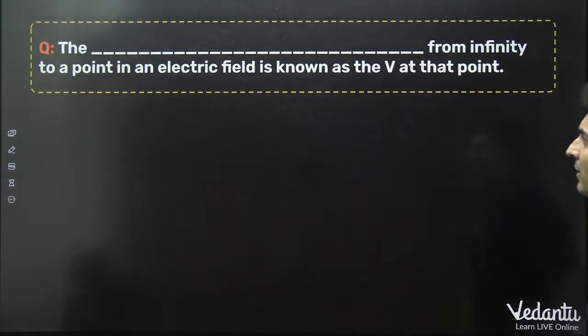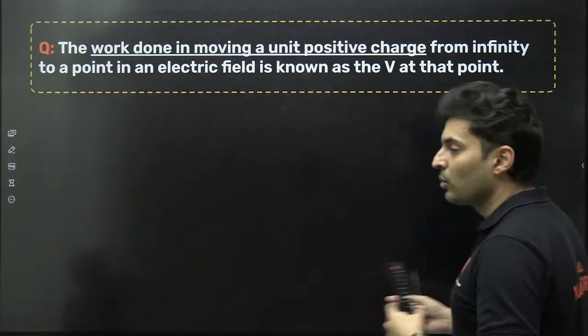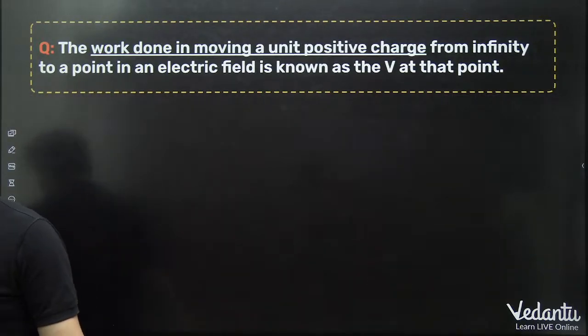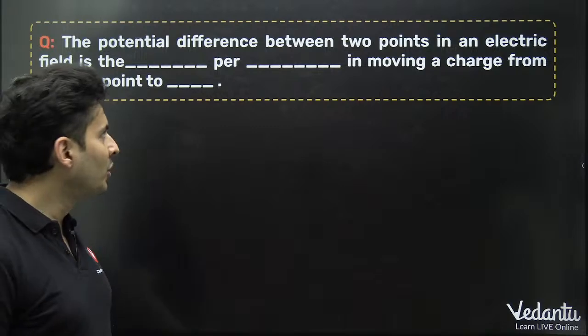The dash from infinity to a point in electric field is known as the voltage. The work done per unit charge. Yes, that's it. Very good. Excellent. Moving on.